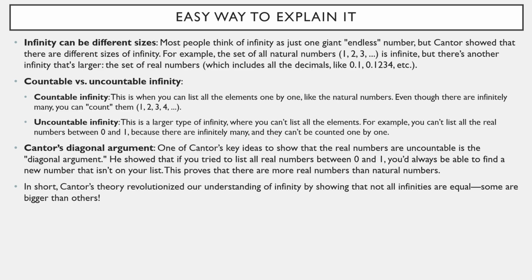I will attempt to walk you through it. It's a little confusing. What this actually relates to, if you think all the way back to chapter 1, is this game we played called Dodgeball, where it was X's and O's, and you would just pick a different one. If they picked X, you would pick O, and so on. Okay. What he showed is that if you tried to list all the real numbers between 0 and 1, you'd always be able to find a new number that isn't on your list. Okay, this proves there are more real numbers than natural numbers. So in short, Cantor's theory revolutionized our understanding of infinity by showing that not all infinities are equal. Some are bigger than others.